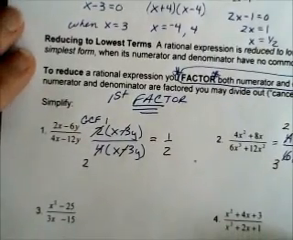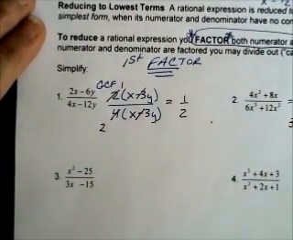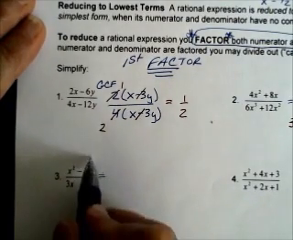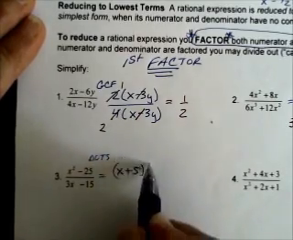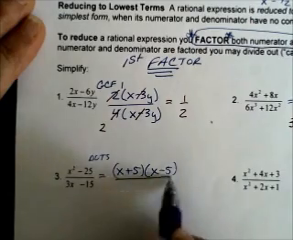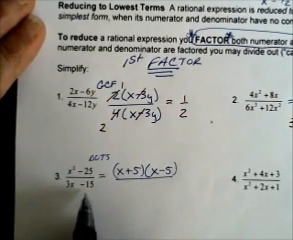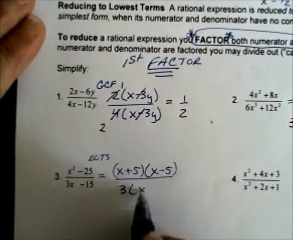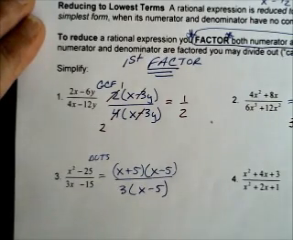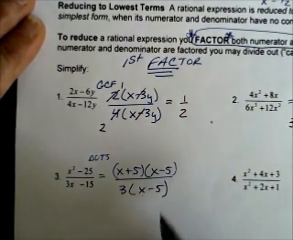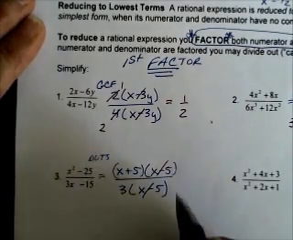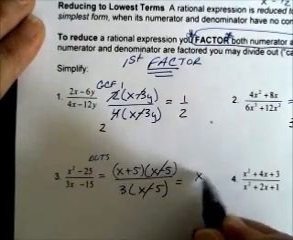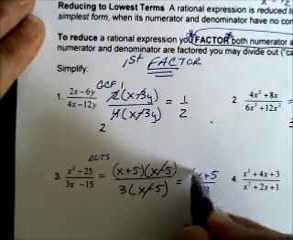Next, number 3. Factor the numerator. Difference of two perfect squares. X plus 5 times x minus 5. Factor the denominator. GCF, 3, x minus 5. What's common to both numerator and denominator? The x minus 5's. They divide out. Nothing else reduces. So our result is x plus 5 divided by 3.